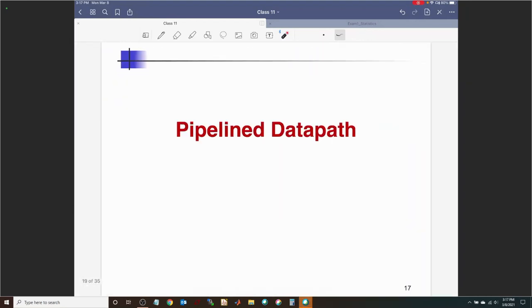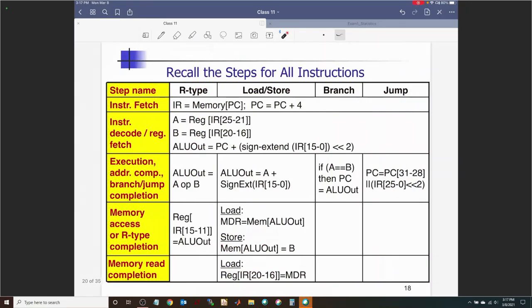Let's take a look at the pipelined data path. So everything in pipeline, we have 5 stages, 5 steps: instruction fetch, instruction decode and register fetch, execute, memory access, memory read completion, right? So each of these on the left is the step name, followed by, for R-type instruction or load store or branch or jump, what is happening in terms of registers in each of those steps.